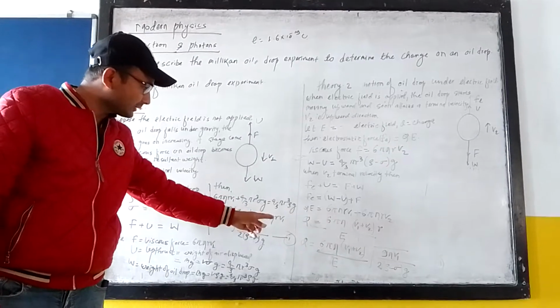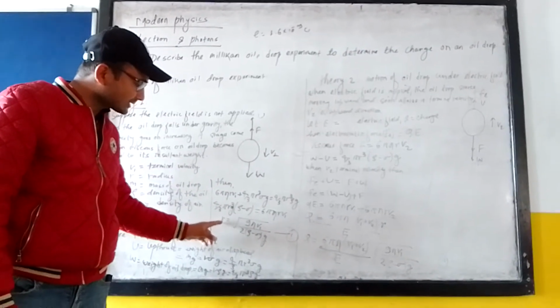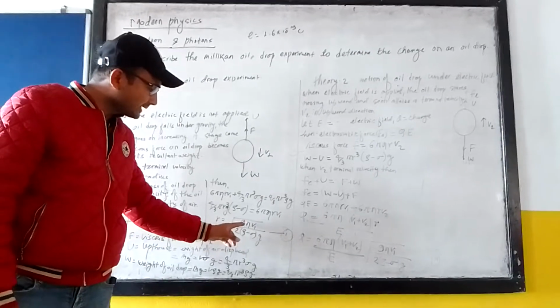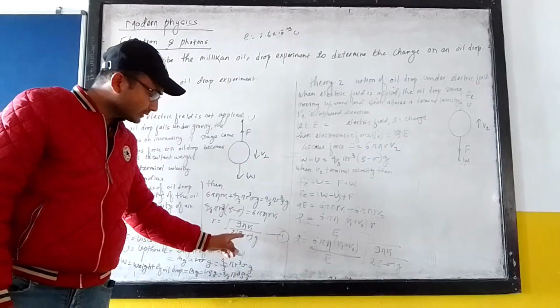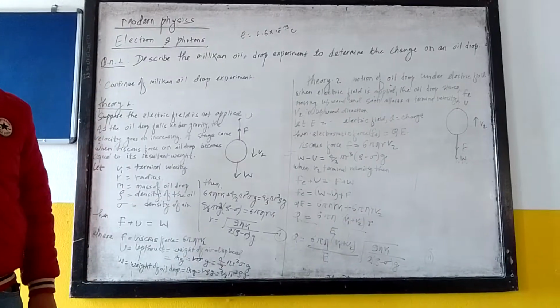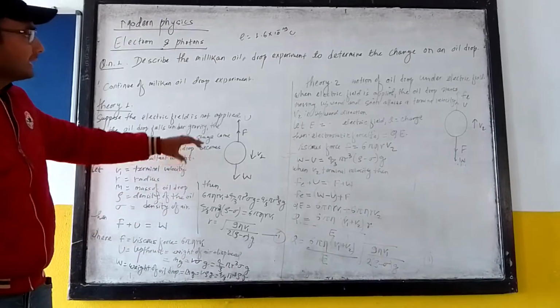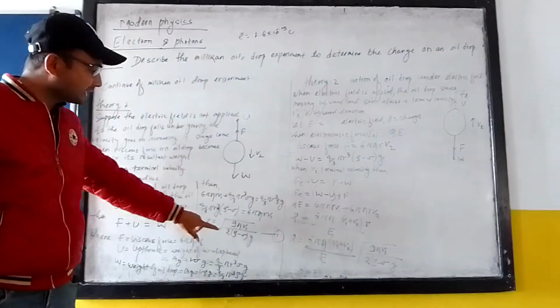And when you take these two terms on the right-hand side and the other part on the other side, you can get this expression: r equals under root 9 eta V1 divided by 2 (rho minus sigma) g. This is what? The radius of the oil drop. And this is the whole calculation for the radius of an oil drop.